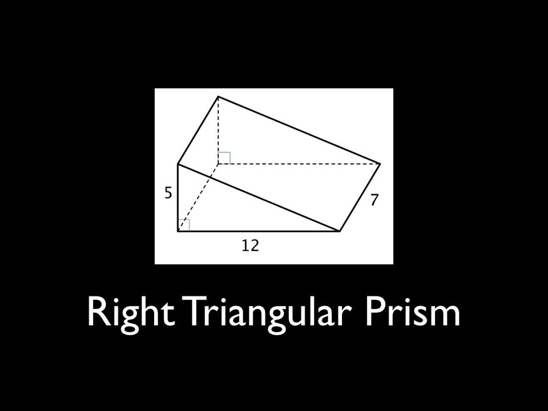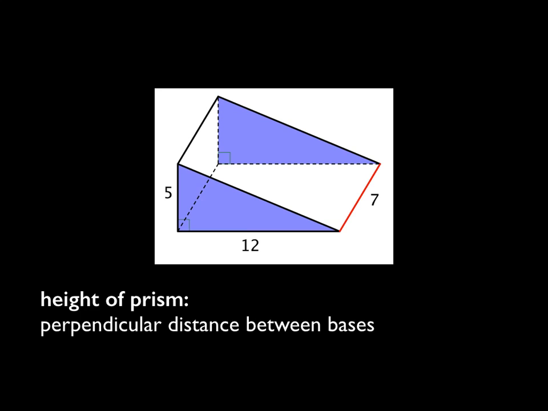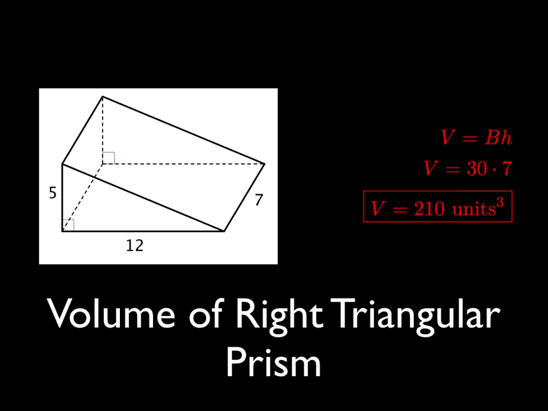Let's work through an example. Here we have a right triangular prism. The bases are those two right triangles, and the area of one of the bases is 30. The distance between the bases is not what we think of as everyday height. The height of this prism is the distance between the two triangles. So even though it's laying down on its side, 7 is still the height of the prism. So the volume of this right triangular prism is 210 cubic units. Please again notice we're talking about cubic units, not square units anymore.